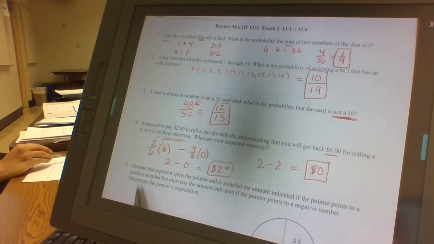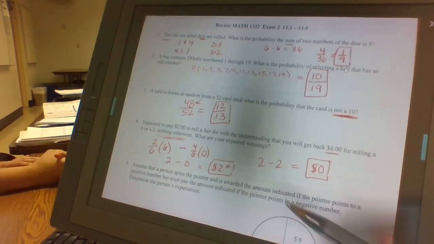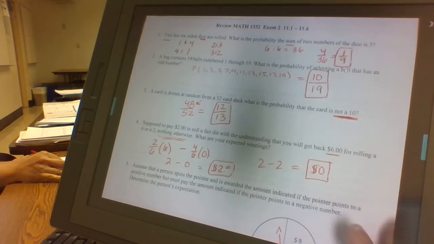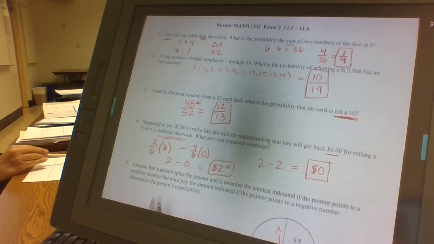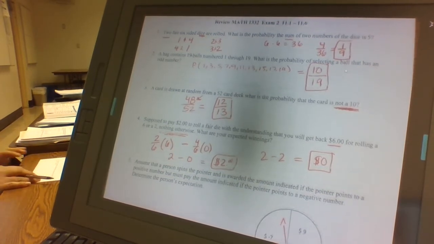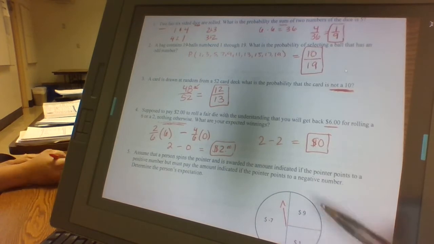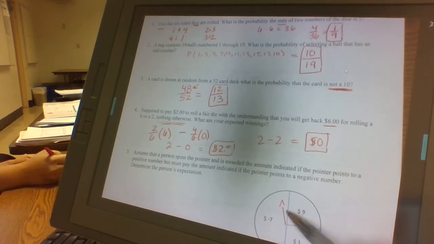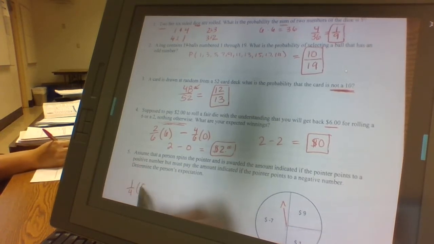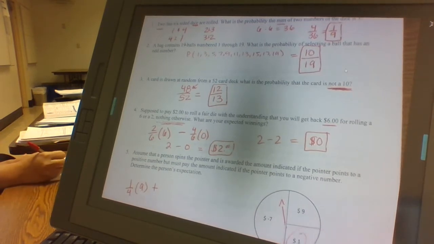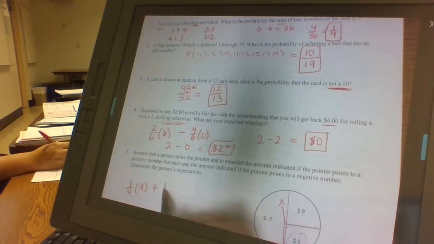This one. As soon as the person spins a pointer, and there was supposed to be a pointer here, you spin it, and you're awarded the amount indicated wherever it lands. So how do you find out what is a person's expectation? A person is expected to win $9. How much? 1/4. 1/4 times 9 plus, you make $1 for also 1/4.